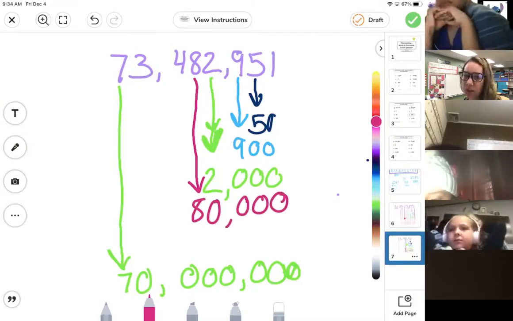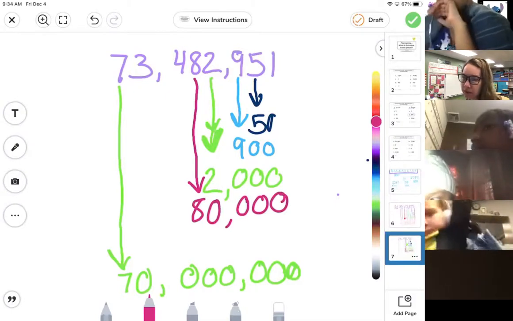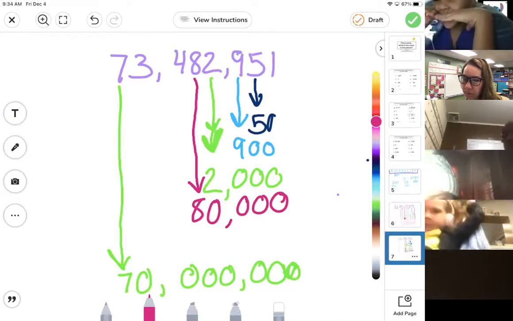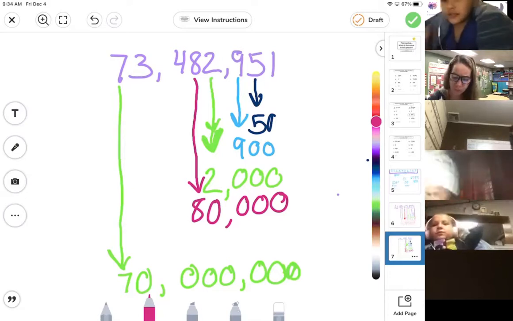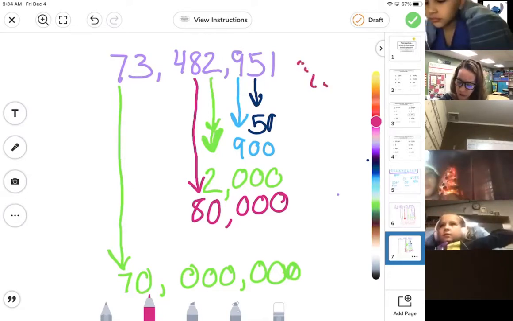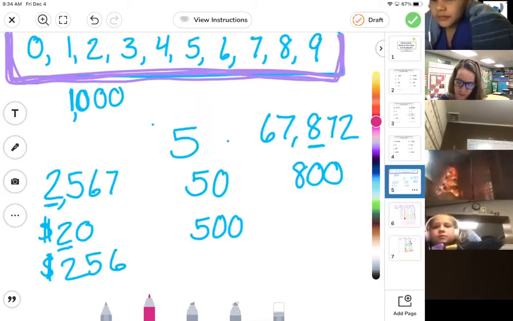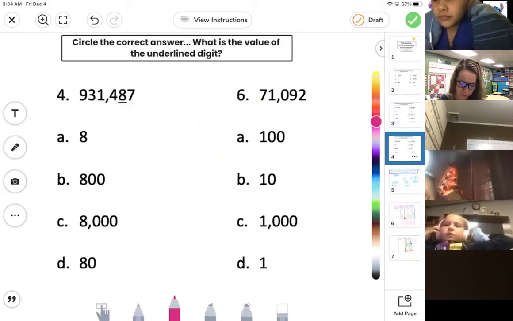All right. Do you guys feel okay with this? Yeah, it's kind of easy. Honestly, what we just did together here and here and here is going to be harder than what we are doing here. So I feel like you guys are going to rock this.